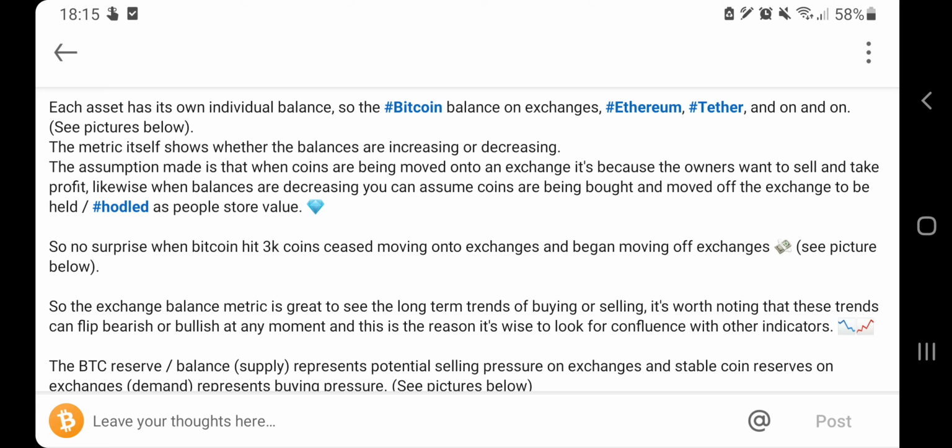The metric itself shows whether balances are increasing or decreasing, and the assumption made is that when coins are being moved onto an exchange, it's because the owners want to sell and take profit. Likewise, when balances are decreasing, you can assume that coins are being bought and moved off an exchange to be hodled as people store value.